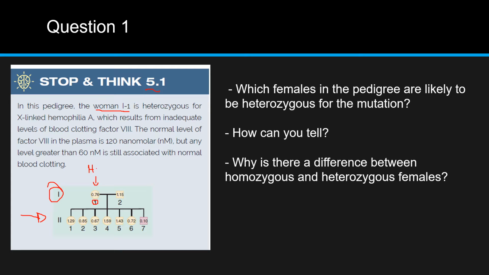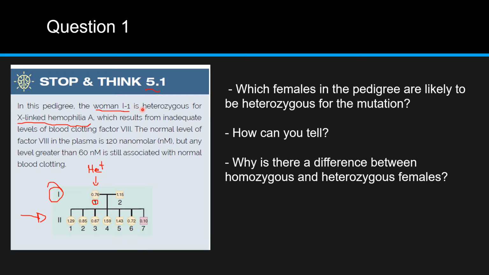Okay, this is an important information, and it's heterozygous for what? For X-linked hemophilia. Hemophilia A, which results from inadequate levels of blood clotting factor 7. That is interesting information, but it's not important which factor it is, or which type of hemophilia. The important information so far is that there is a female that is heterozygous for hemophilia. This disease is X-linked. Now let's go to the next part.